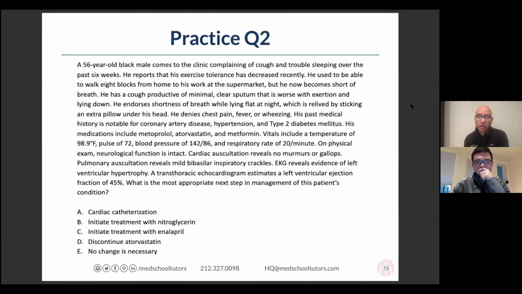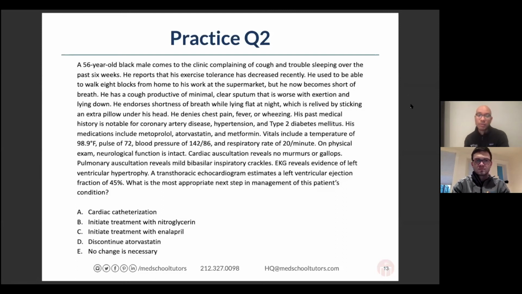Medications include metoprolol, atorvastatin, and metformin. This all makes sense: the metoprolol for coronary disease, as well as a statin, given his history of hypertension and type 2 diabetes. The metformin, again, for the type 2 diabetes. We have vitals that include a temperature. He's not febrile. He's not tachycardic, mildly hypertensive, breathing a little bit fast.